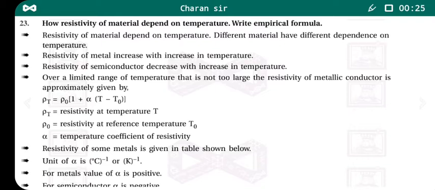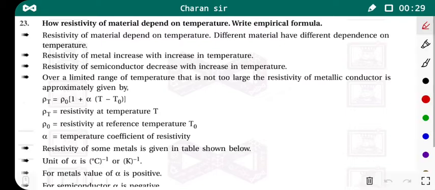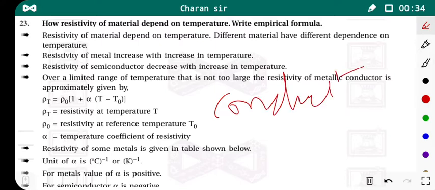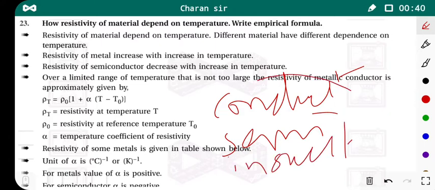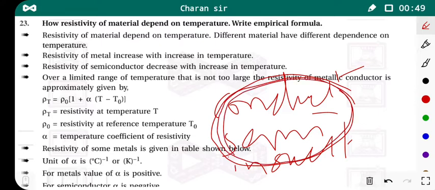On the basis of resistivity we classify the materials into three categories. First one, conductors. Second one, semiconductors, and third one, insulators. Now the resistivity of these materials is dependent on temperature, and it is differently dependent on temperature for each. So we discuss how the resistivity of these materials depends on temperature.